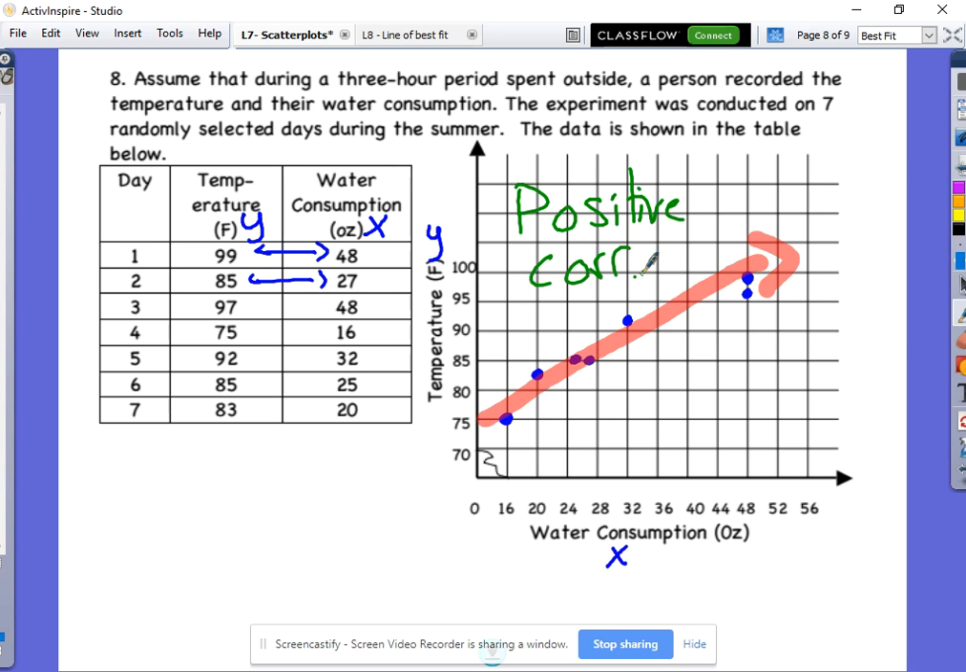But let's practice putting this into words. I am not a big fan of, like I said, the way they set this up. It really should be temperature as X and water as Y. So think about that for a minute. When do you think you drink more water? In the middle of the summer or in the middle of the winter?